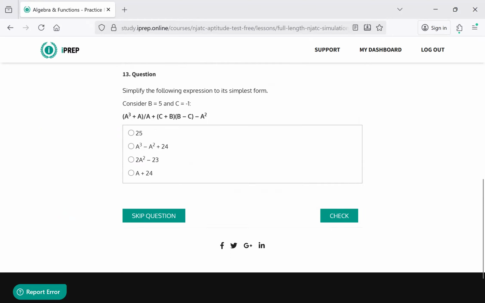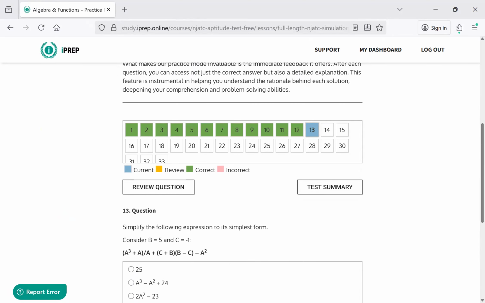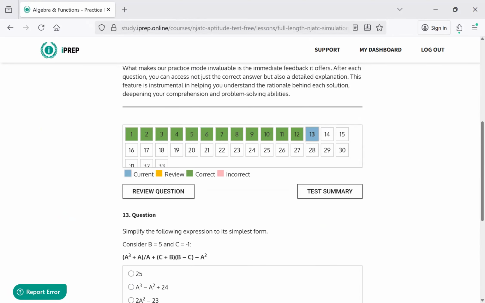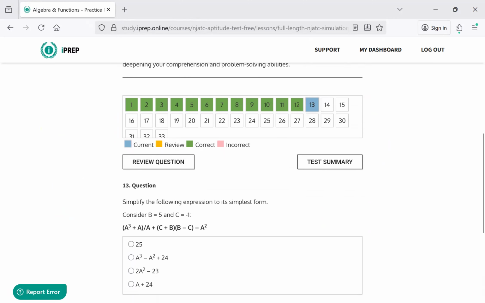Yep. Okay, so yeah, we're gonna stop at 33. So let's continue. So let's move on to 13.